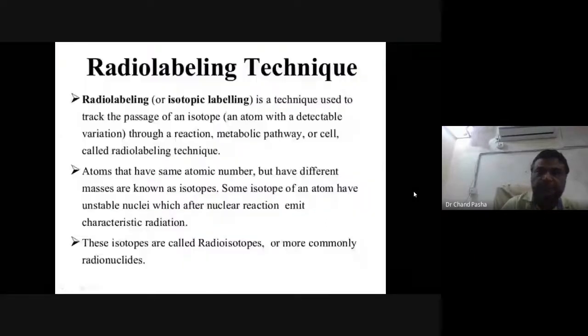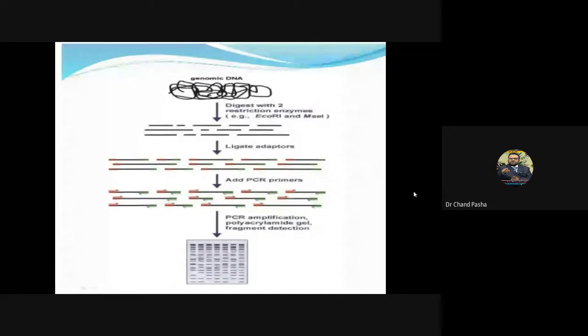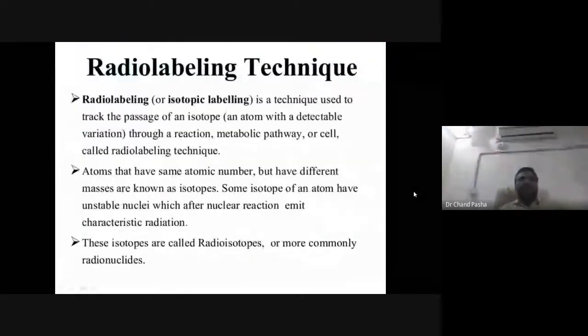This AFLP is a technique to increase the sensitivity. See, if you are separating 1 DNA or 2 DNA in electrophoresis, you cannot see it. If you have 1000 DNAs, then only you will be able to see. Similarly, this radio labeling technique is one of the advanced techniques to improve the sensitivity. Radioisotopes are the elements which emit radiation, alpha, beta, gamma, so when they emit, they can be easily detected.